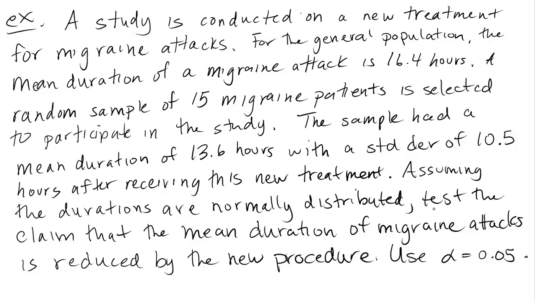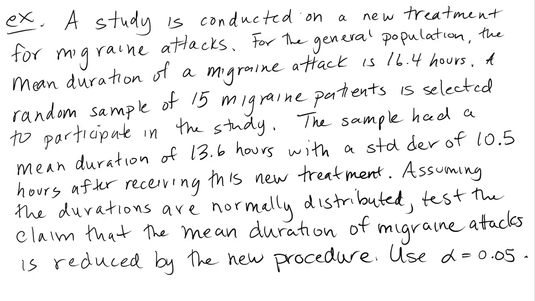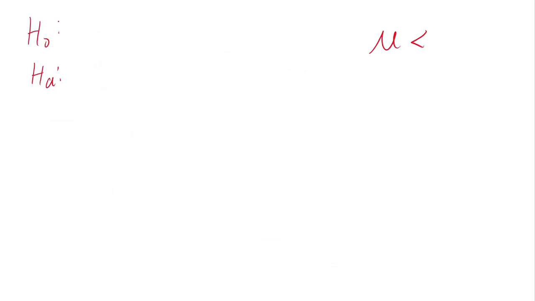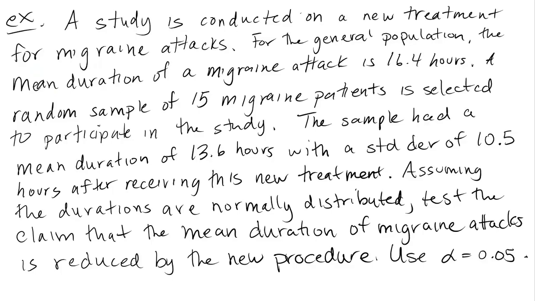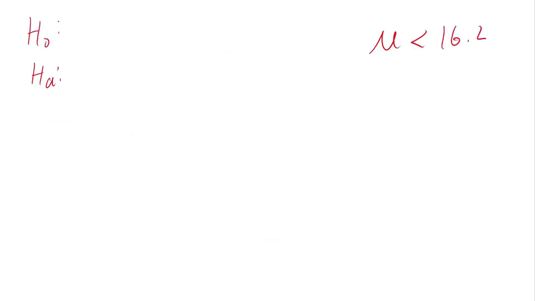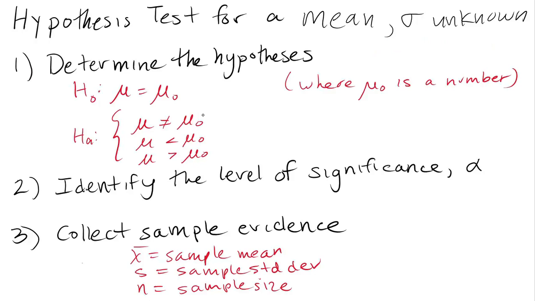We can tell this is a hypothesis test because we're being asked to test a claim. So our first step is to come up with the hypotheses. We need a null hypothesis and an alternative hypothesis. We're being asked to test the claim that the mean duration of attacks is reduced by the new procedure. So if the mean is reduced, then it's less than what it used to be before. And according to the second sentence of this problem, for the general population, the mean duration of a migraine attack is 16.4 hours. So one of the claims in the problem is that the mean is less than 16.4 with the new treatment. That has to be the alternative hypothesis because remember, the alternative hypothesis is the one with the inequality symbol.